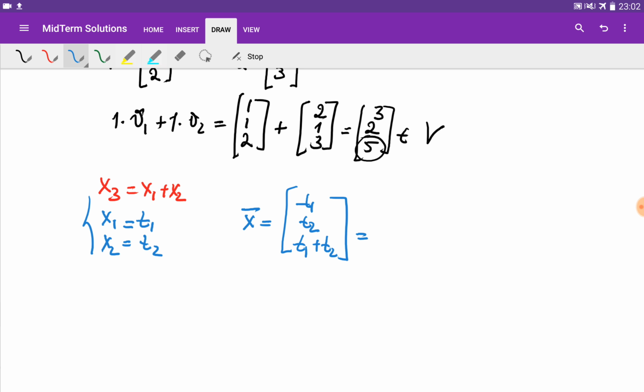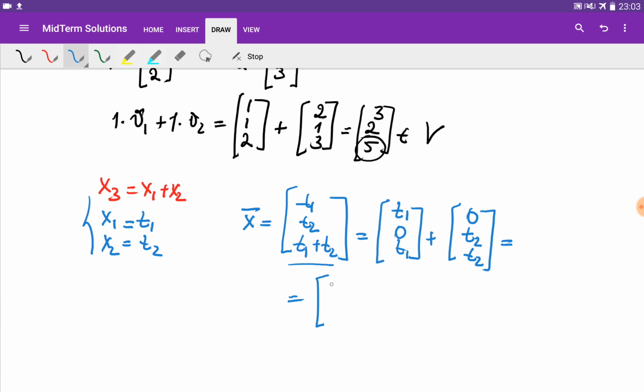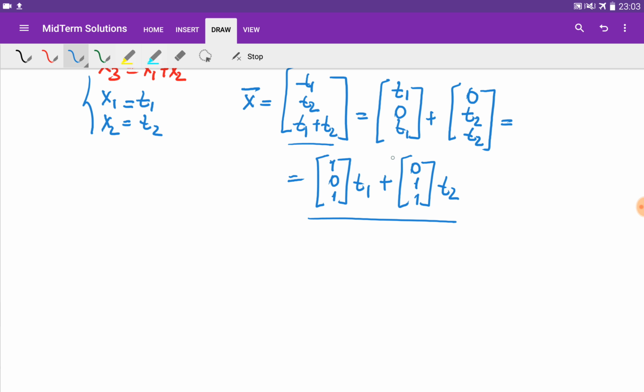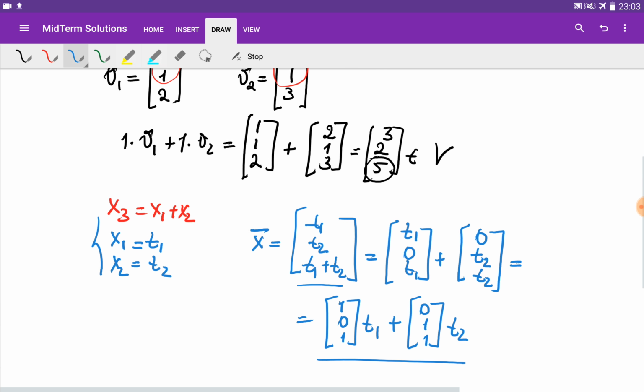So actually I can split this vector into two parts. All the components with t1 are going to be t1, 0, t1, and all the components with t2 are going to be 0, t2, and t2, right? If I add these two vectors, I will obtain this vector. So I can take out t1 from the brackets, it's going to be 1, 0, 1, multiplied by t1, plus 0, 1, 1 multiplied by t2. So actually, this is the vector equation of a plane through the origin. And we know that any plane through the origin is a vector space. So this is the proof of how to show in general that this V is a vector space.